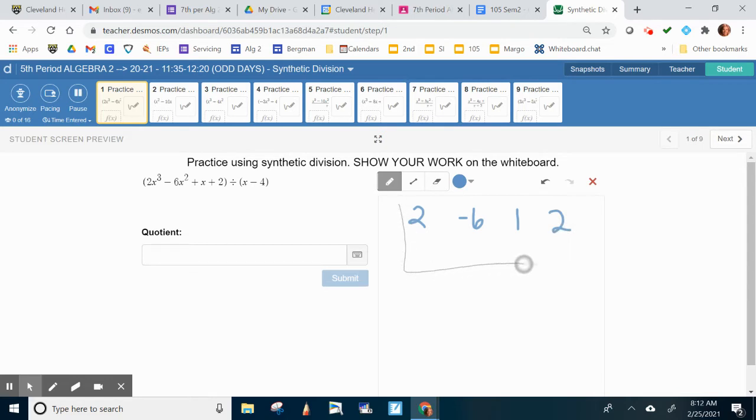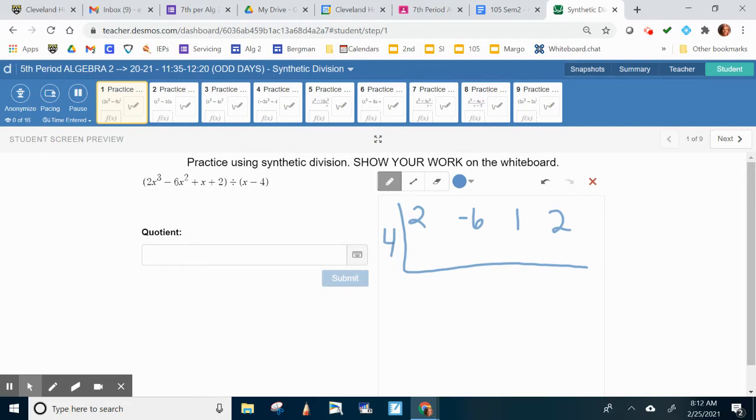Then I'm going to make this little symbol, and then I'm going to put my divisor on the outside. Remember, the divisor is that number that comes from the x minus 4. That's our divisor, but when we use our number, we're going to do the opposite sign of what we see. So because I see a minus 4 or a negative 4, I'm going to make this be a positive 4.